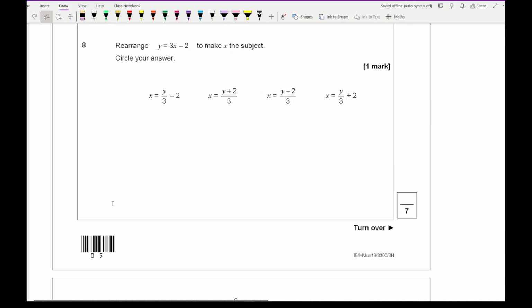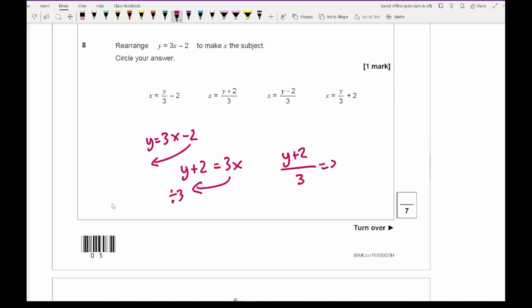For question 8, it says rearrange y equals 3x minus 2 to make x the subject. So again, we start with y equals 3x minus 2. First things first, I take the 2 over, so I get y plus 2 equals 3x. I then take the 3 over, which gives me y plus 2 all divided by 3 equals x, which is option number 2.